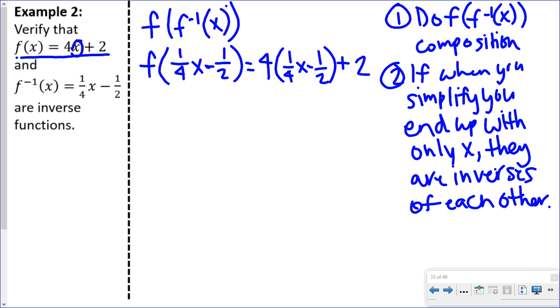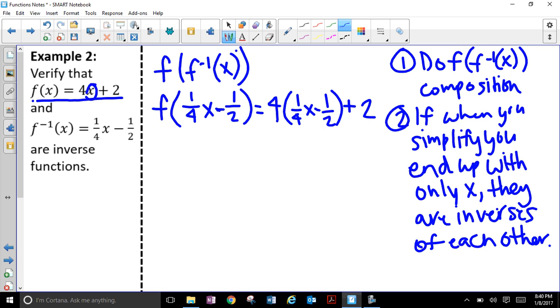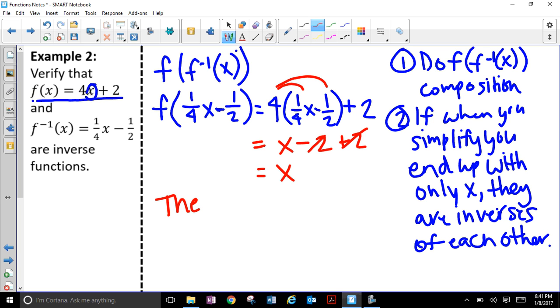Okay, all right, so let's go ahead and simplify and see what we get. We're going to distribute this. So what's 4 times 1/4 x? That's going to be 1x, or x. And then 4 times negative 1/2 is negative 2. And then plus 2 at the end, which negative 2 and 2 cancel, so you are left with x. So these are inverses of each other, and here's your proof.